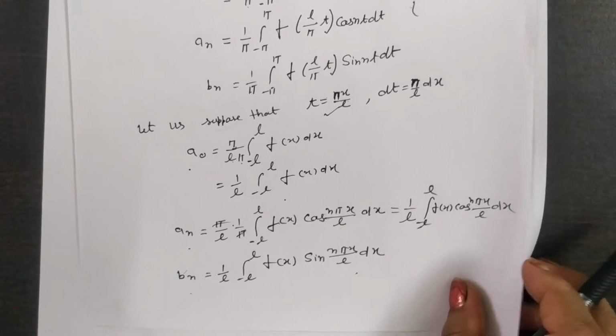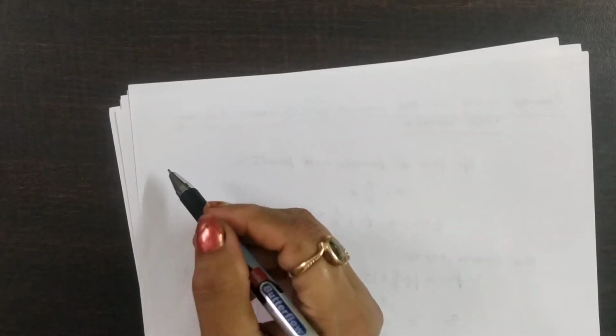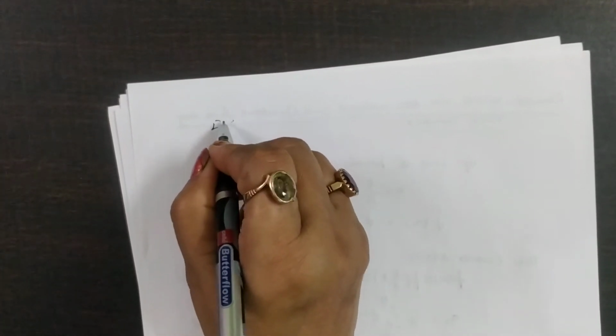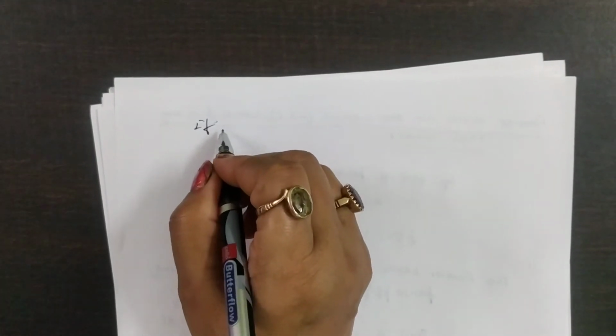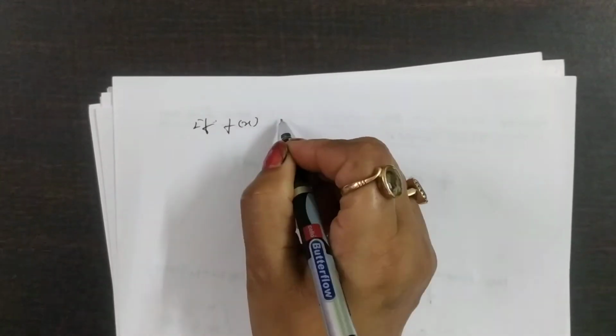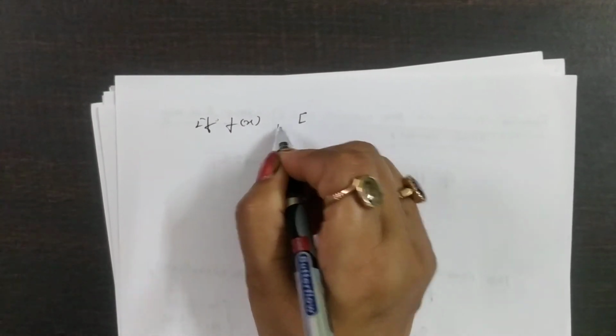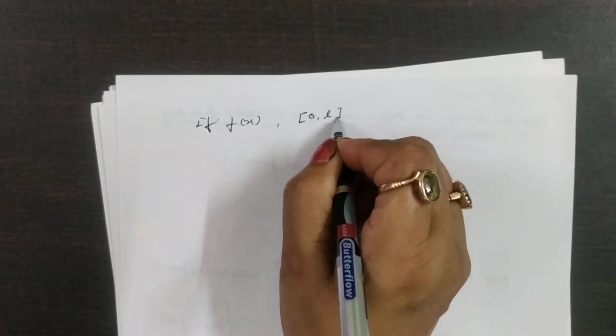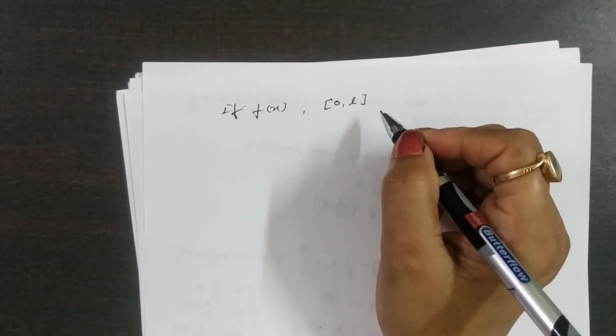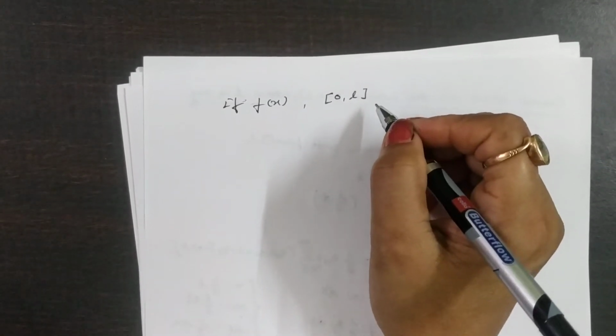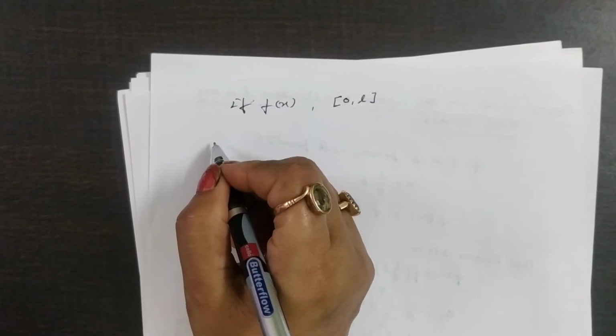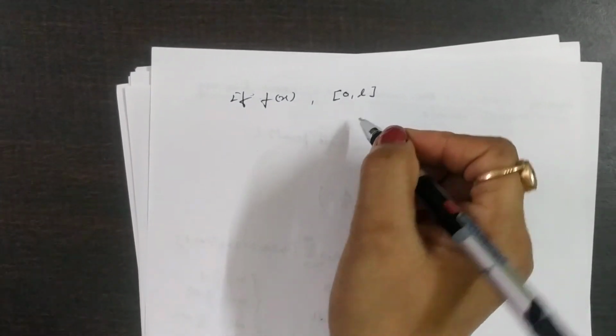Yes. Again now the series is in half series. If you say that the series is in 0 to L, then the interval is 0 to L. In half series, if the function f of x is defined in 0 to L, then we can find both the sine series and the cosine series.